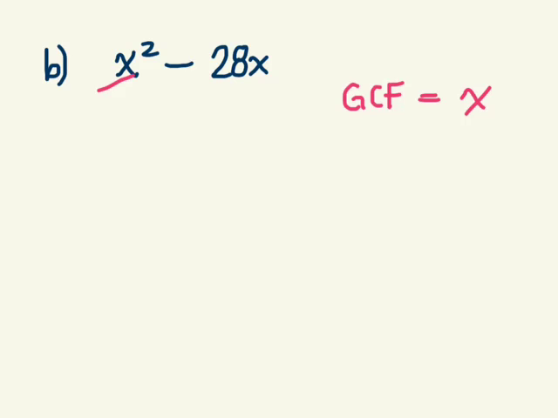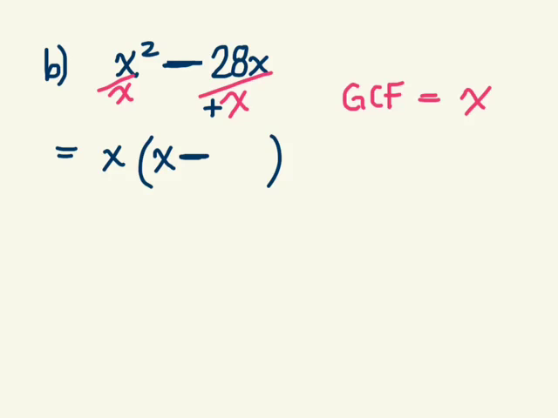X. So if I divide this by x and I divide this by x, opposite of division is multiplication. So if I can divide it by x, it means I can multiply it by x, right? X squared divided by x. Negative divided by a positive. Negative. This cancels out, and I'm left with 28.